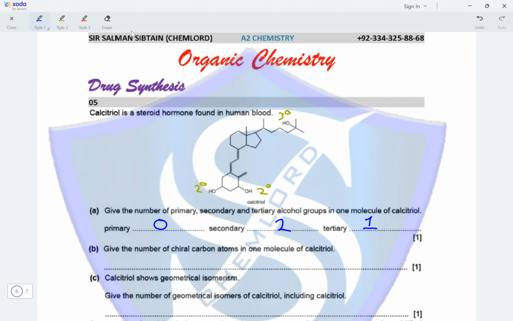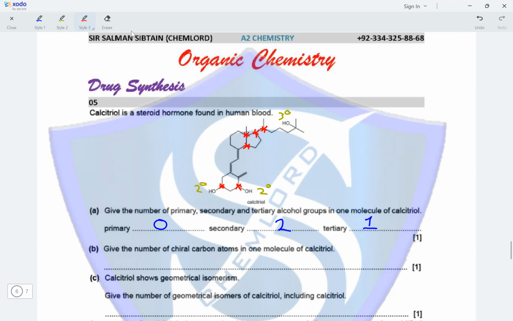Give the number of chiral carbon atoms in one molecule of calcitriol. In order to find the number of chiral carbon atoms, we have the first secondary alcohol as a chiral carbon atom. We have the second secondary alcohol as the chiral carbon atom. And moving on, we have this carbon atom as a chiral carbon, this carbon atom as a chiral carbon, this carbon atom as a chiral carbon, and this carbon atom as a chiral carbon.